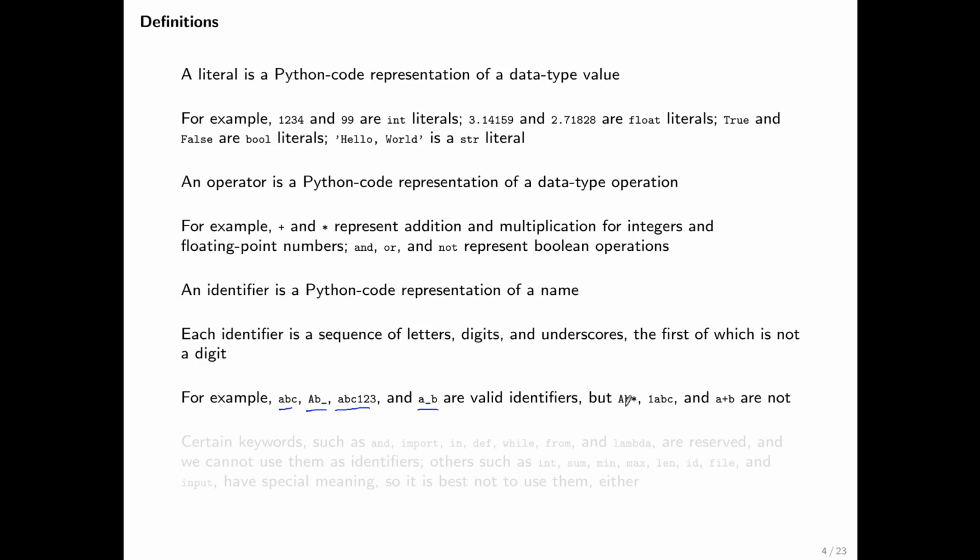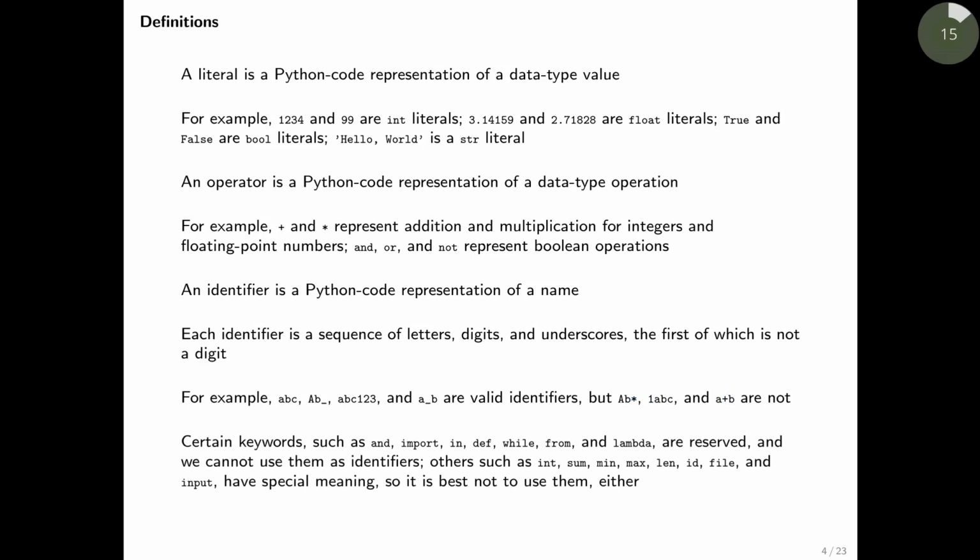Okay. But what about these guys here? AB star is not a valid identifier because star is not an allowed character. 1ABC is not an identifier because it starts with a digit, and that's not allowed. And then finally, A plus B is not a valid identifier because plus is not an allowed character. Okay, so that's the notion of an identifier. It's simply a sequence of letters, digits, and underscores, the first of which is not a digit.